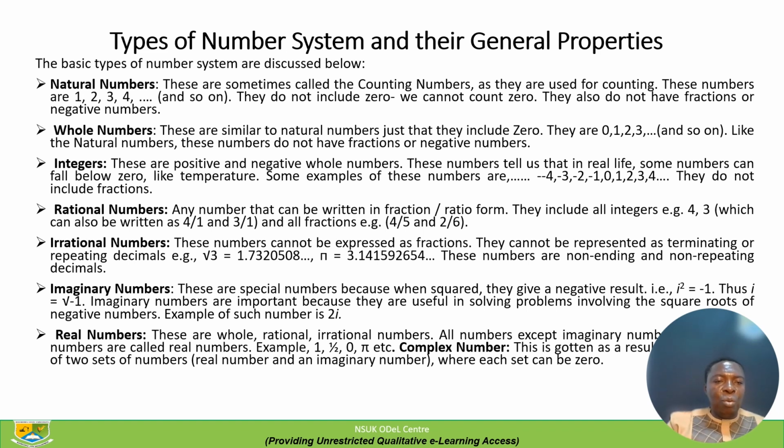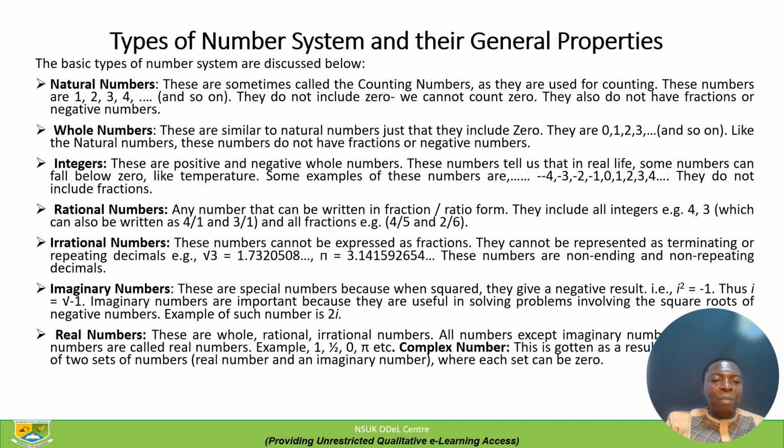Then we have the imaginary numbers. These are special numbers because when squared, they give a negative result. They are called imaginary numbers. That is i to the power of 2 equals minus 1. Thus, i is equal to the square root of minus 1. Imaginary numbers are important because they are useful in solving problems involving the square root of negative numbers. An example of such a number is 2i.